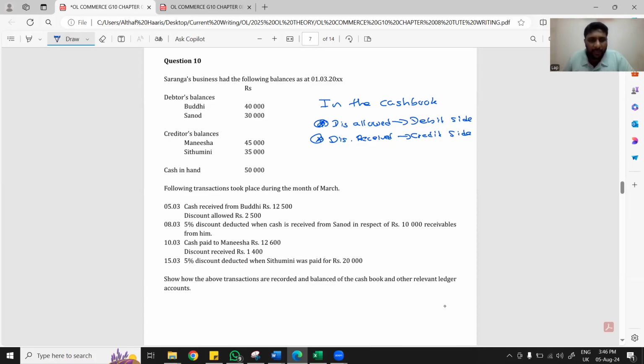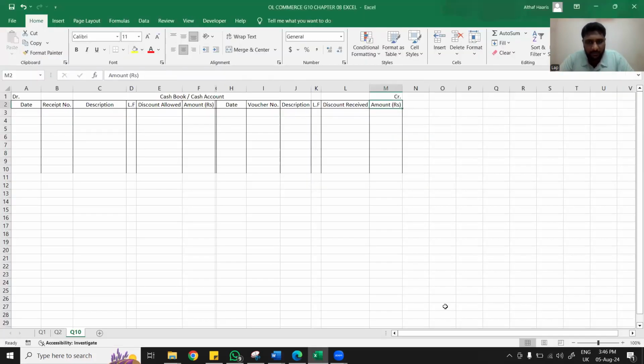So let me write the opening balance in the cash book as at 1st March 20XX, balance b/f. The value we have is 50,000. You all also quickly put down the format for the cash book. Once you are done, let me know in the chat box.